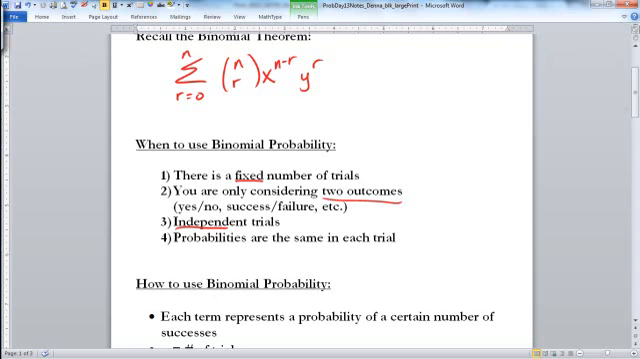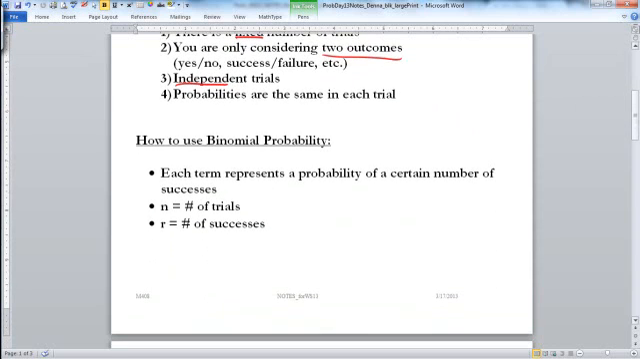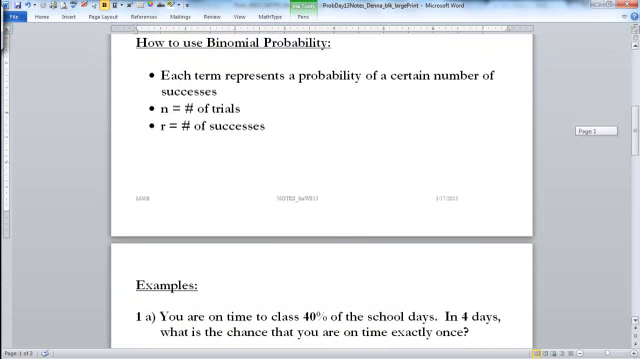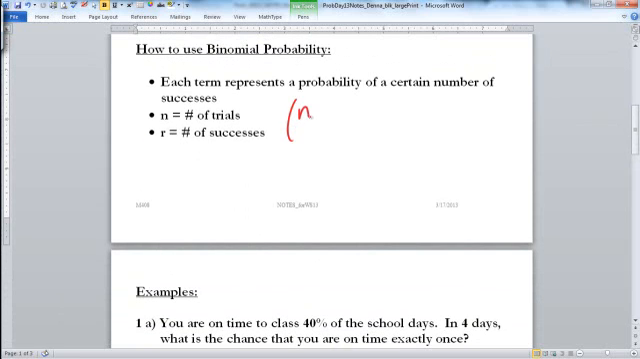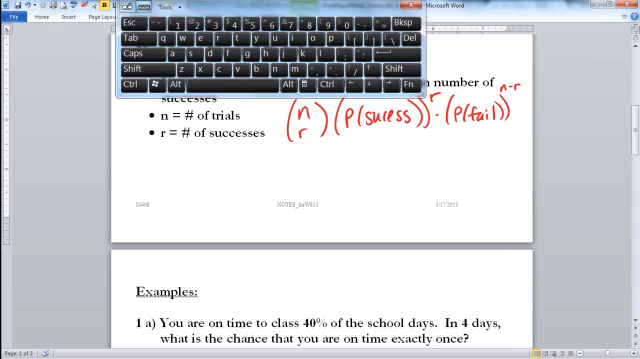If you try to take a basket shot over and over and over, your probability of success is the same each time. The way that we're going to use binomial probability is we are going to let each term represent a probability of a certain number of successes. We will let n equal the number of trials and r equal the number of successes. The formula that we will use here is n choose r times the probability of a success raised to the r power times the probability of a failure raised to the n minus r power. So basically this is saying what is the probability that you would succeed over and over and over times the probability that you would fail the remainder of the number of times.